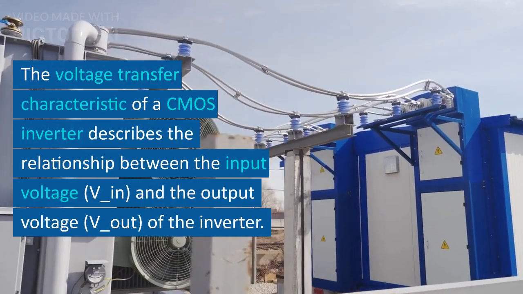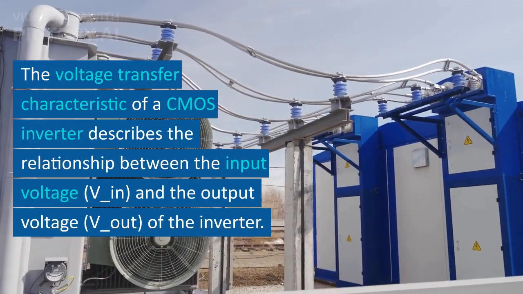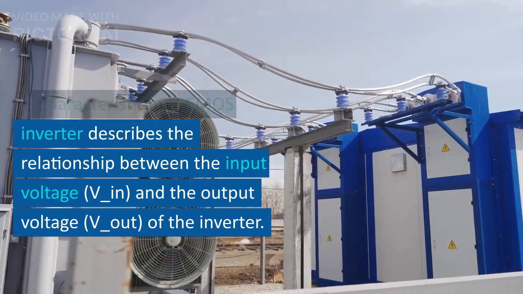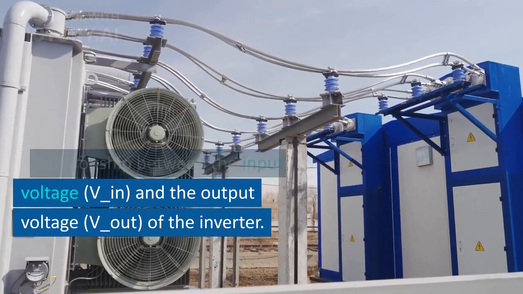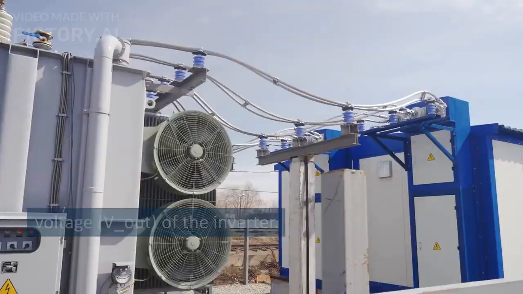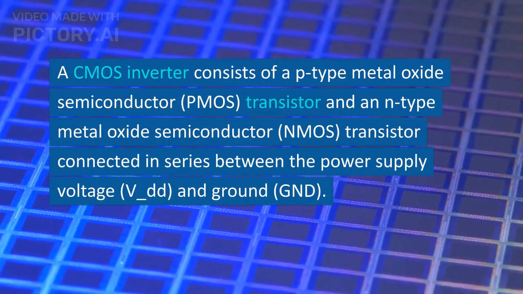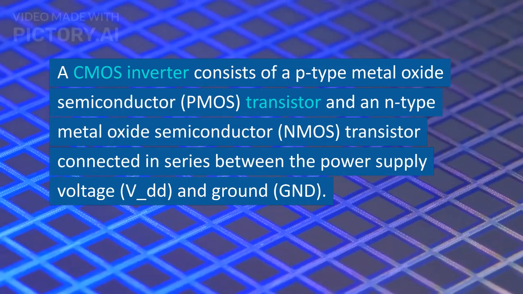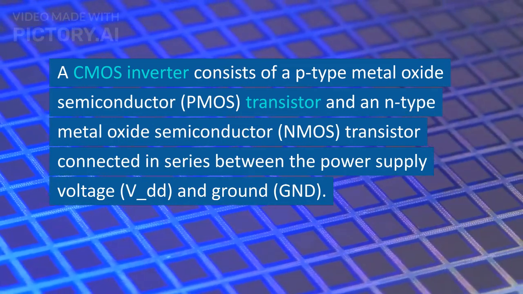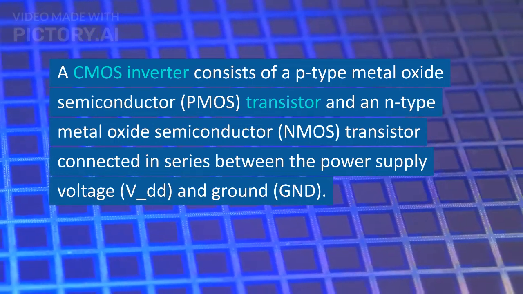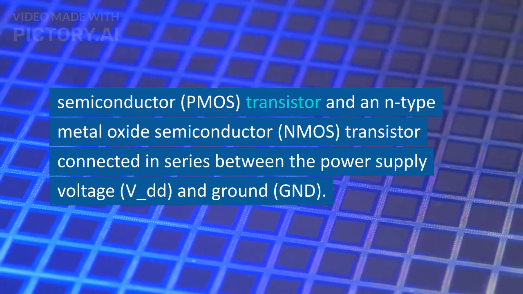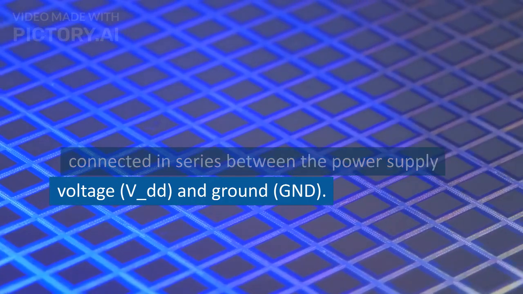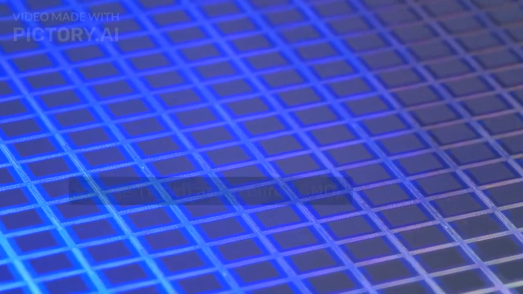The voltage transfer characteristic of a CMOS inverter describes the relationship between the input voltage, V_in, and the output voltage, V_out, of the inverter. A CMOS inverter consists of a P-type metal oxide semiconductor, PMOS, transistor and an N-type metal oxide semiconductor, NMOS, transistor connected in series between the power supply voltage, V_DD, and ground, GND.